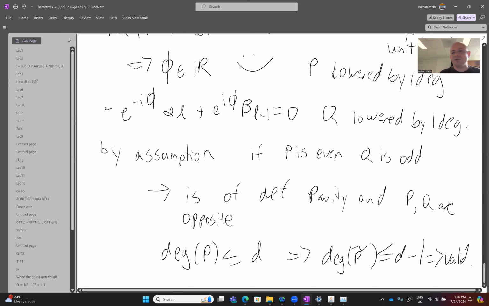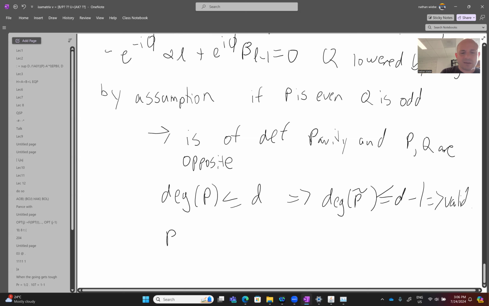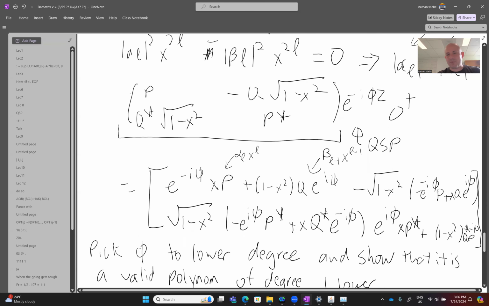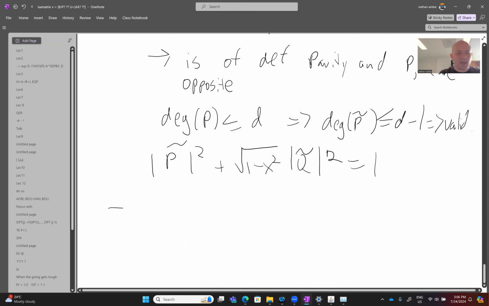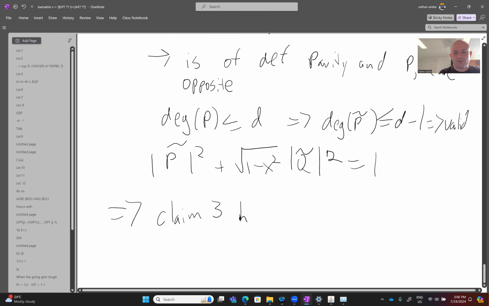Because it's in a unitary, we also know that it satisfies p tilde squared plus square root of 1 minus x squared times q tilde squared has to be equal to 1, because it's still embedded in a unitary after doing this lowering. So this implies that claim 3 holds.